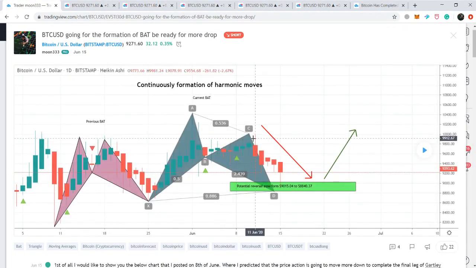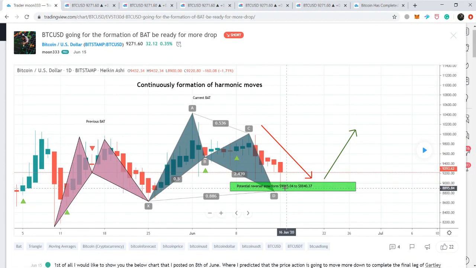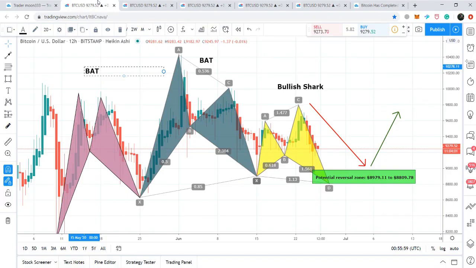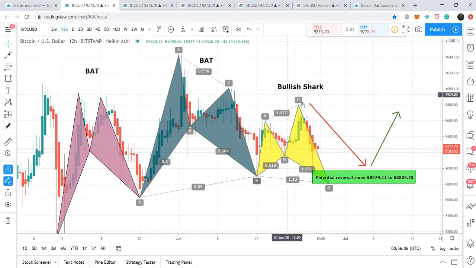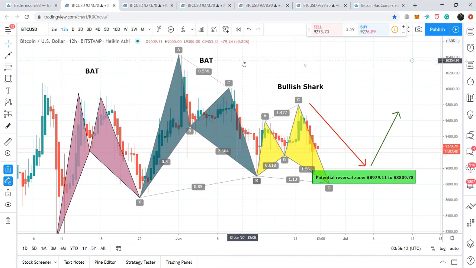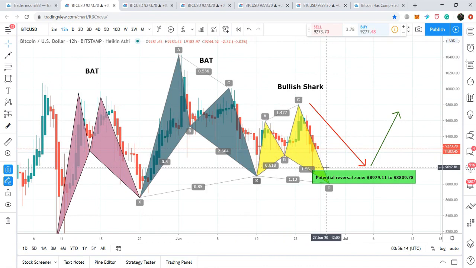And here you can see that the price action moved up to the potential reversal zone from $9,000 up to $8,840, and reversed from this potential reversal zone up to almost $9,800 and moved down again into this potential reversal zone. At this time, the price action has formed another bullish shark pattern on this 12-hour chart, even though it is also reflected on the daily chart, but it is more visible on the 12-hour chart. Therefore, I've switched this chart to 12-hour, and now we can expect a move between $8,979 up to $8,809.